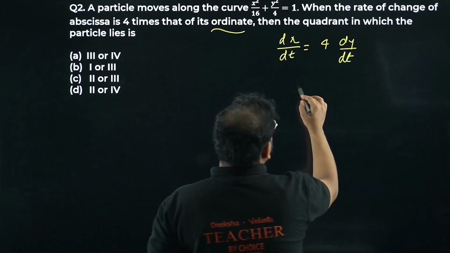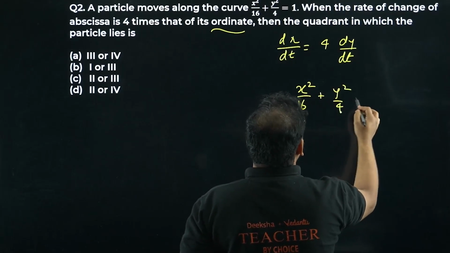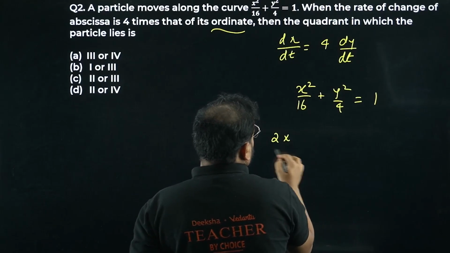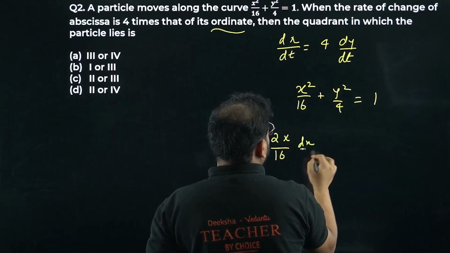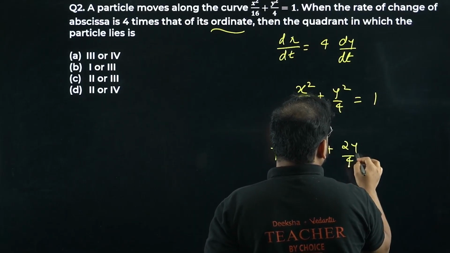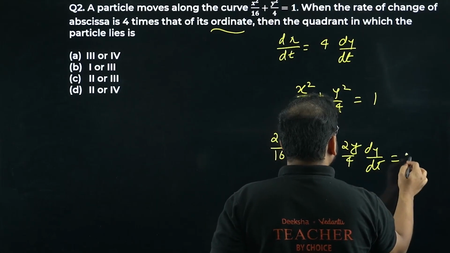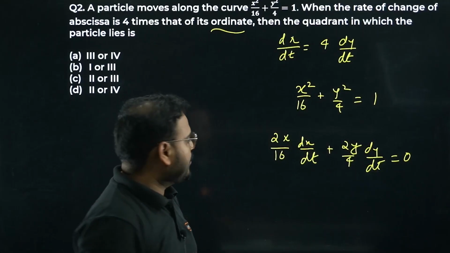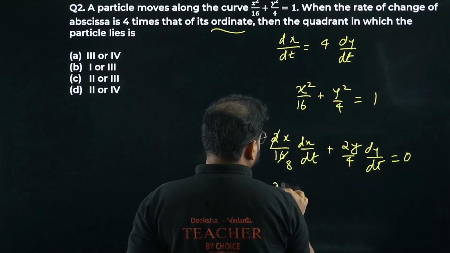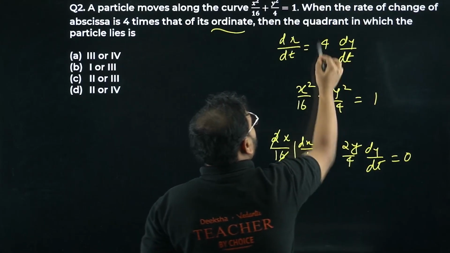So let's take this function, x square plus 16 y square by 4. Derivative of this will be 2x, of course 16 is here, and we'll have dx by dt, plus 2y by 4 times dy by dt. Constant means 0. So we have 2 8s, so I get x by 8 dx by dt, and from here dx by dt is 4 dy by dt.